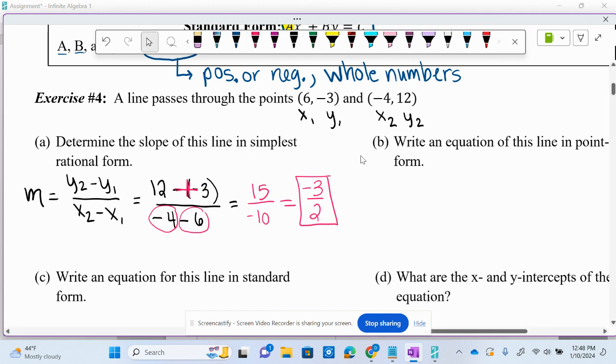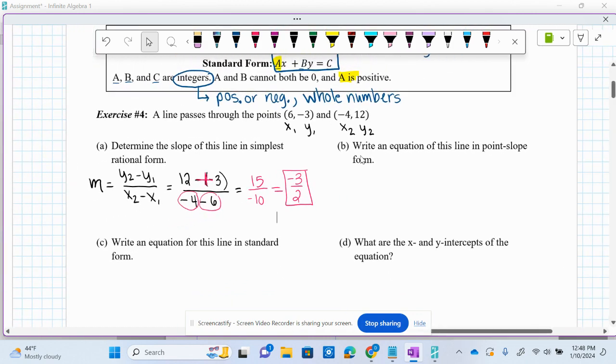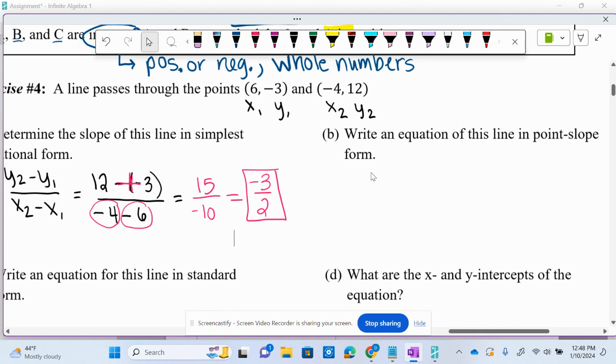All right. Example B. So now we found our slope. Now we have to take that and write the equation for this line in point slope form. So we have to make a decision. We know that we're going to use the slope that we just calculated. We have to use one of those ordered pairs. It doesn't matter which one we use. We'll get the same answer either way. You tell me which ordered pair would you like to use.